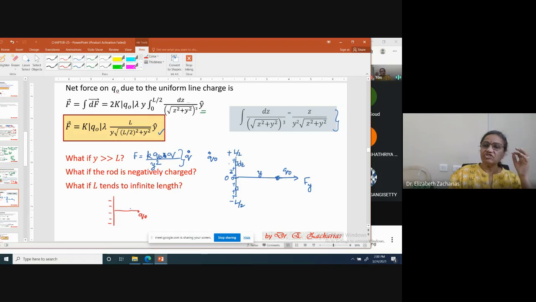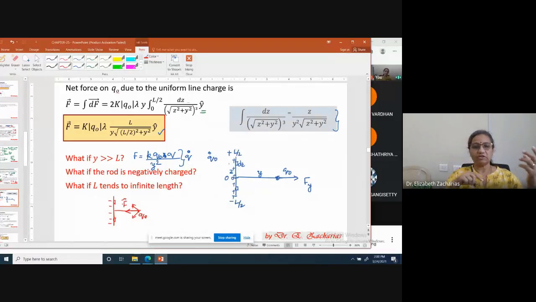My rod is negatively charged. Then what will be the direction of dF? Towards the right. You would have got a dF like this and a dF like this. So the net force would be in this direction. So it will be an attractive force, again along the y-axis, but it is attractive.